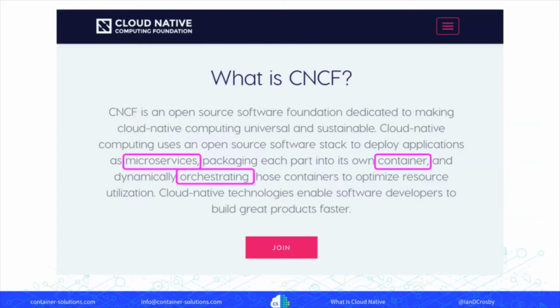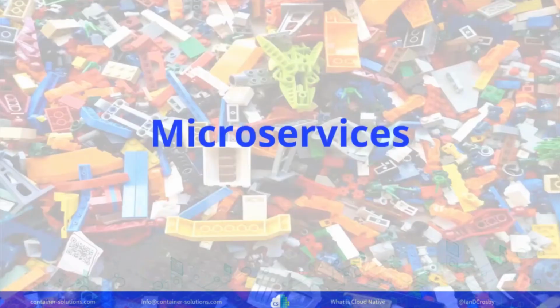So there's 3 specific things that I want to pull out of here, where it talks about running each piece of your application in microservices. So a microservice architecture. It talks about running each piece in a container, and then finally having dynamic orchestration. So I'd like to pull out each one of these and talk about them just a little bit. So the first one is microservices.